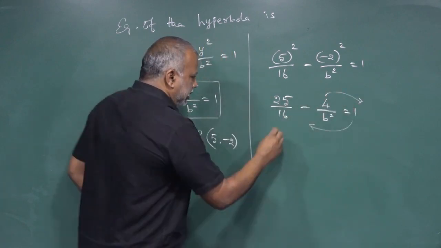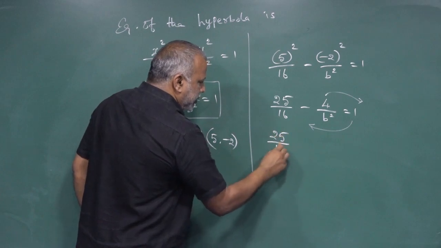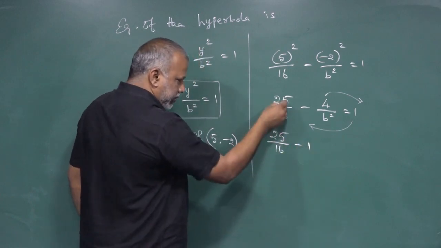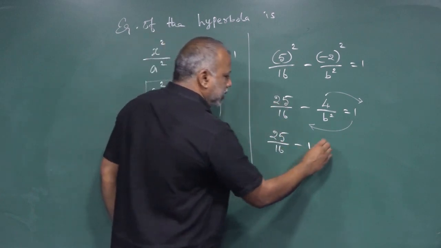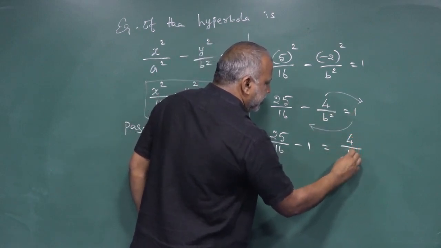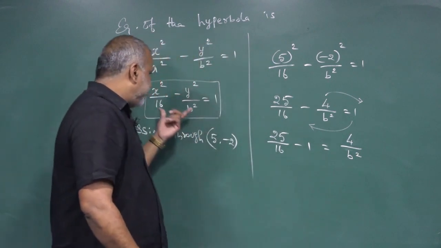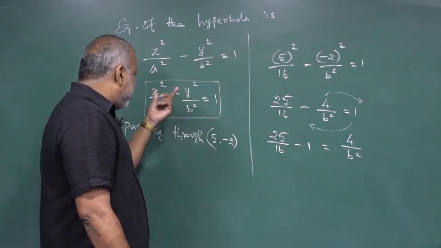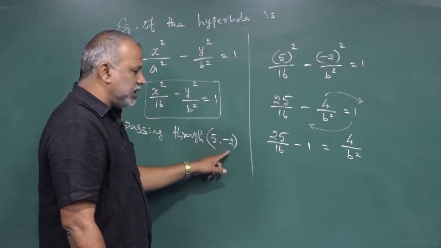So take this 1 here: 25 divided by 16 minus 1 equal to, converting to the other side, 4 divided by b squared. So this is the required hyperbola. This hyperbola is passing through the point 5 comma minus 2.